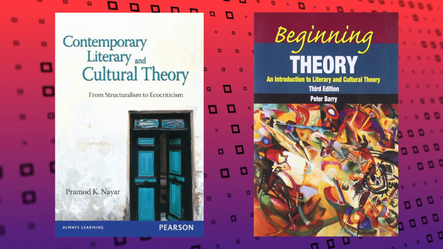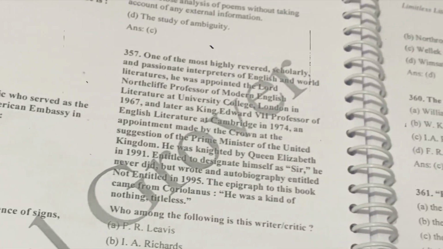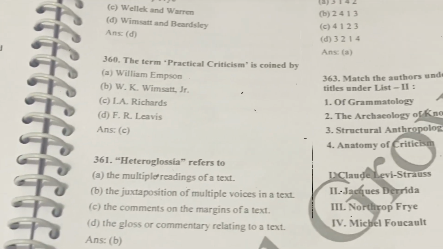You can either refer to the internet or the book by P.K. Nair or Peter Barry. Okay, these 2 books are helpful. But again, if you have our study material, simply go through the literary theory booklet. Everything is covered in that booklet. Okay, do not forget to cover 1000 plus literary theory questions. The 1000 question booklet has already been there in some competitive exams.